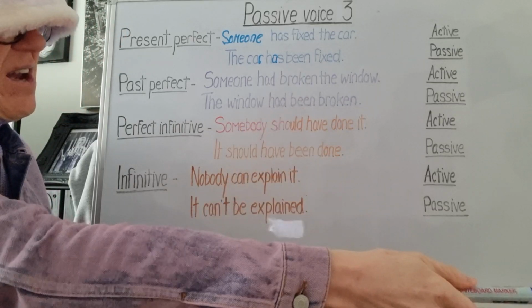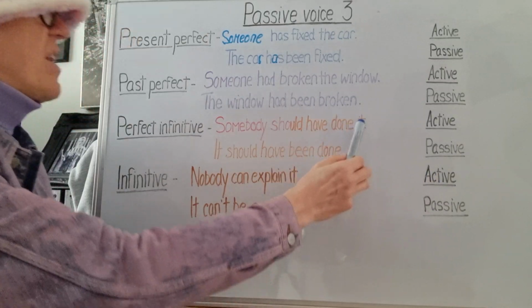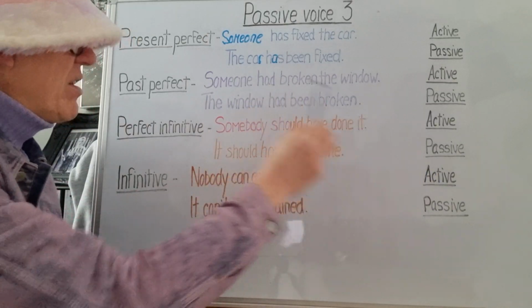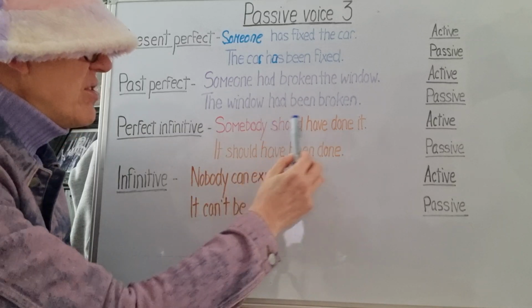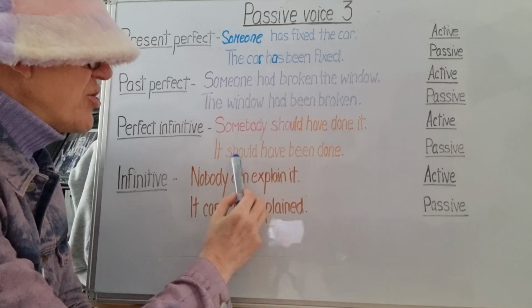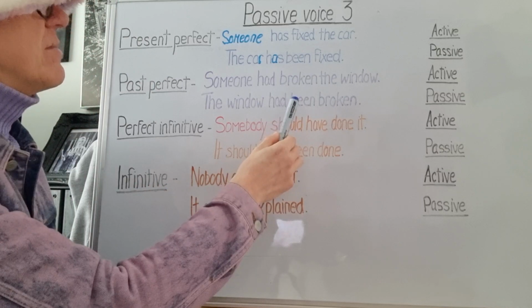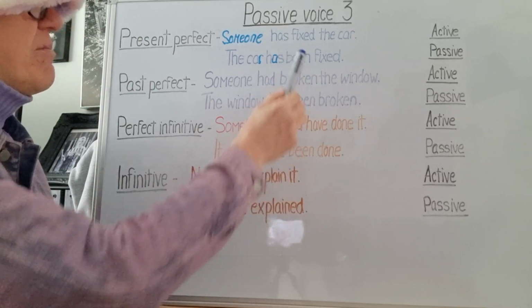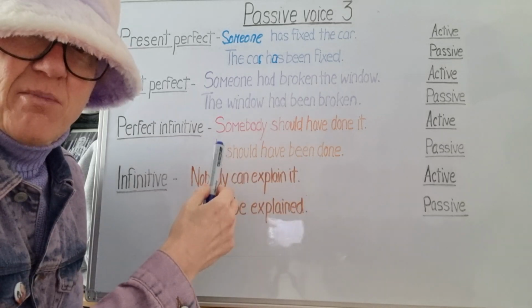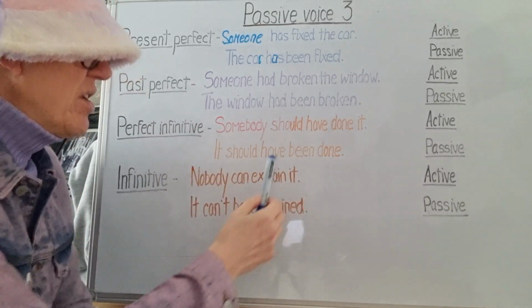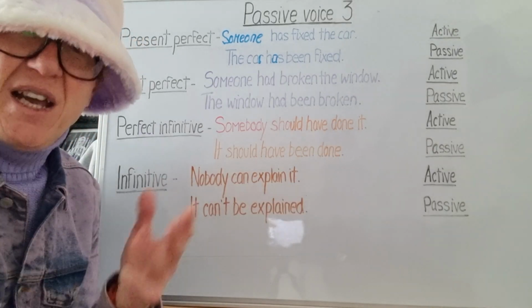Why is it still there? Somebody should have done it. Passive voice, we take it. It becomes the object, becomes the subject. It should have been done. Again, should have, same thing. Here, we have to use the verb to be, remember? We have to use the verb to be in passive voice. And again, we have to use been because it's a perfect verb. So, should have been, and then we have to use the past participle of the verb because it's passive.